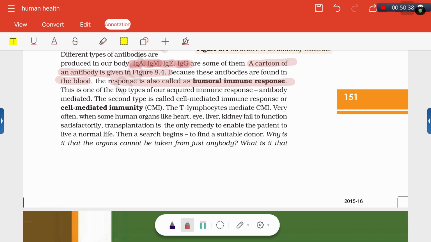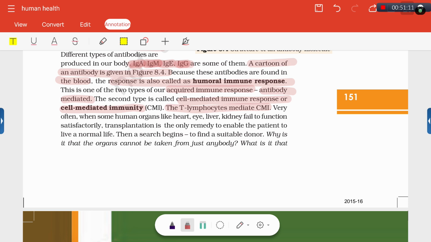This is one of the two types of acquired immune response, antibody mediated. The second type is called cell mediated immune response or cell mediated immunity. Which cell is involved here? The T lymphocyte. Directly, the T lymphocyte will go and fight the disease.